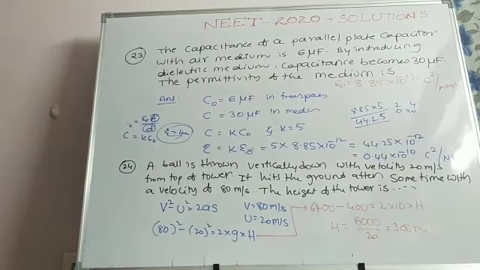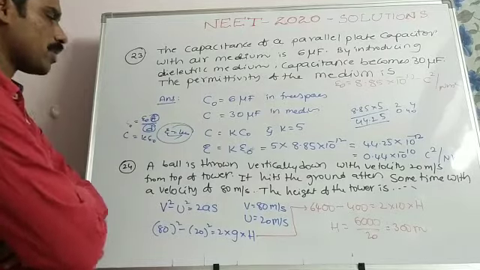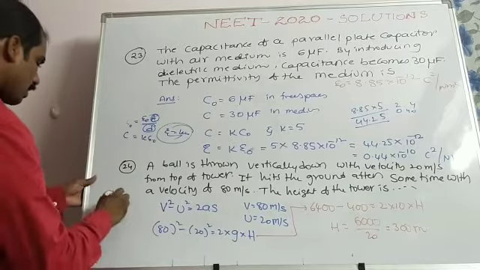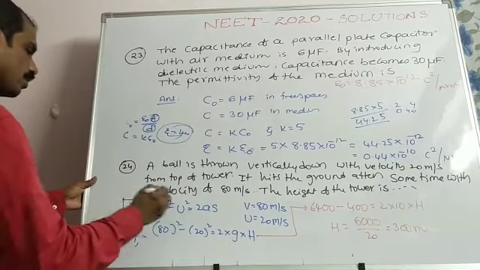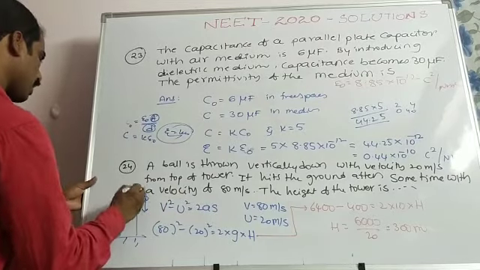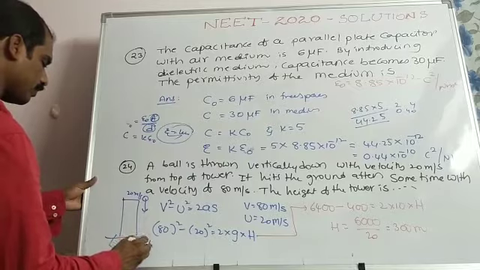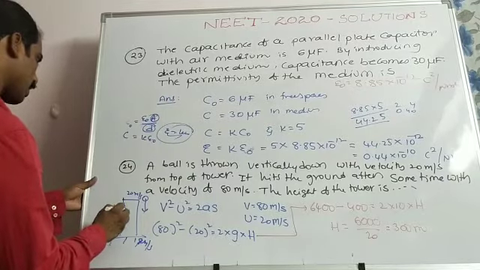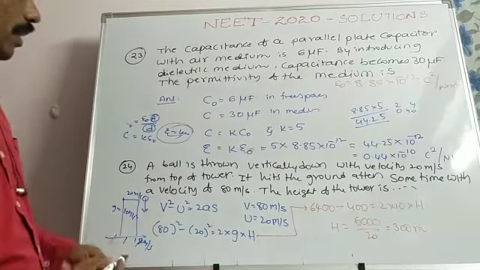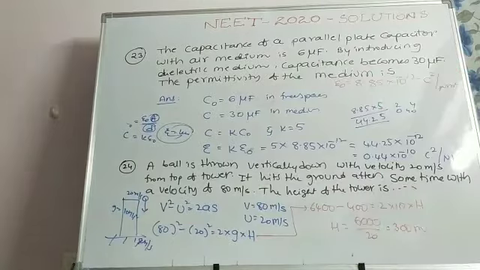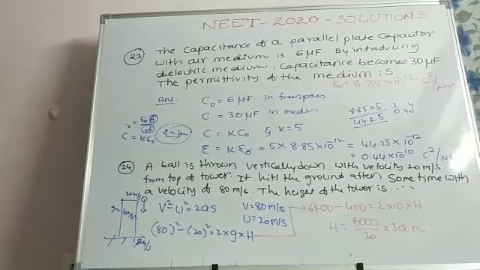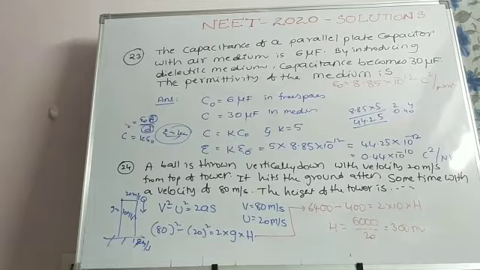Here is another question. A ball is thrown vertically down with a velocity of 20 meters per second from the top of a tower. It hits the ground after some time with a velocity of 80 meters per second. The height of the tower is? So from the height of the tower, a ball is thrown with initial velocity u equal to 20 meters per second. When it touches the ground with 80 meters per second, acceleration g is taken as 10 meters per second square. By using the equation of motion, v square minus u square is equal to 2as, we get the height of the tower as 300 meter.